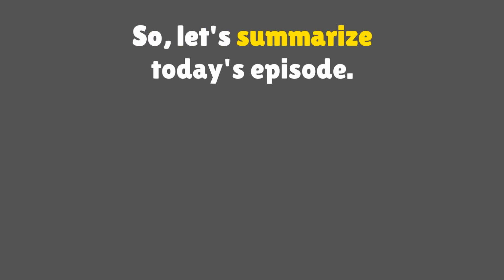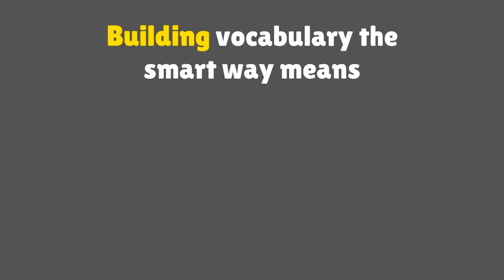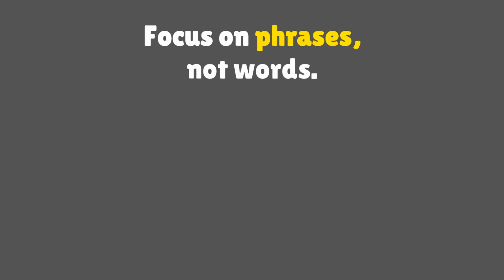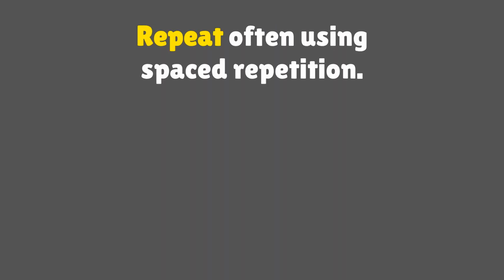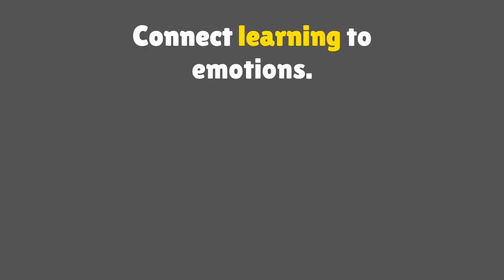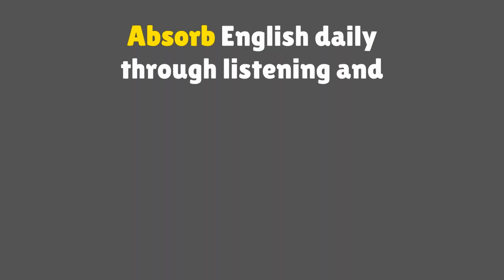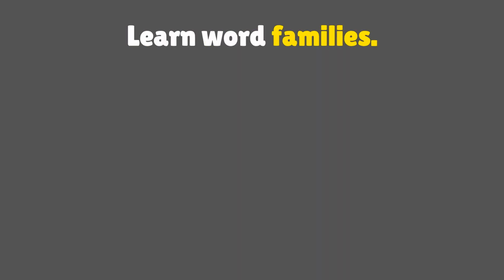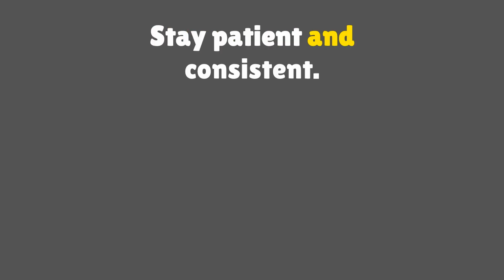So, let's summarize today's episode. Building vocabulary the smart way means: learn in context. Focus on phrases, not words. Repeat often using spaced repetition. Use new words immediately. Connect learning to emotions. Absorb English daily through listening and reading. Group words by themes. Learn word families. Review regularly. Stay patient and consistent.